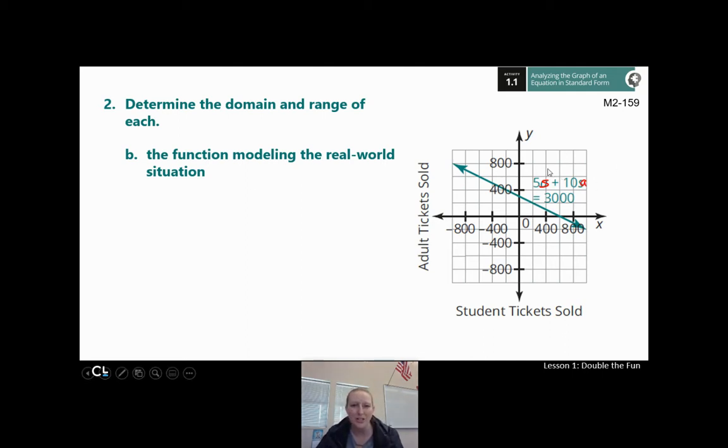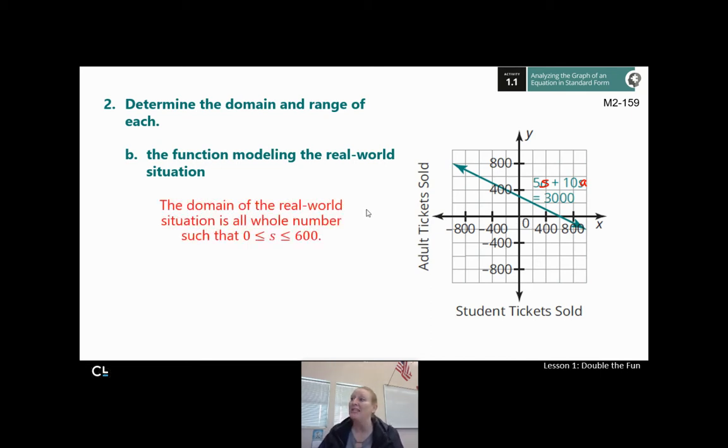So you either sell a student ticket or you don't sell a student ticket, but you also can't have negative tickets. So that means I can go from 0 to 600 tickets sold. Because again, we don't do the negative thing. It also means it can only be whole numbers. So that means my domain of the real world situation is all whole numbers.